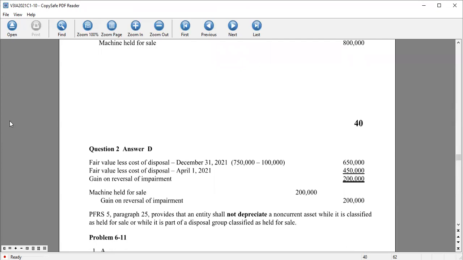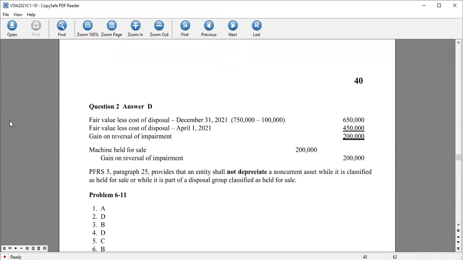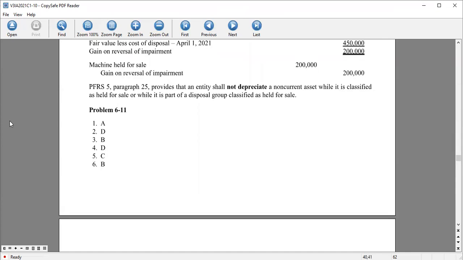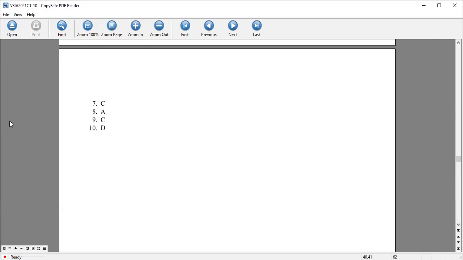Now for question 2, the question is, what is the amount of gain on reversal of impairment? So we have now the gain on reversal of impairment in the amount of 200,000. So PFRS 5 paragraph 25 provides that an entity shall not depreciate a non-current asset while it's classified as held for sale or while it's part of a disposal group classified as held for sale. Now we have the solution to 6-11.